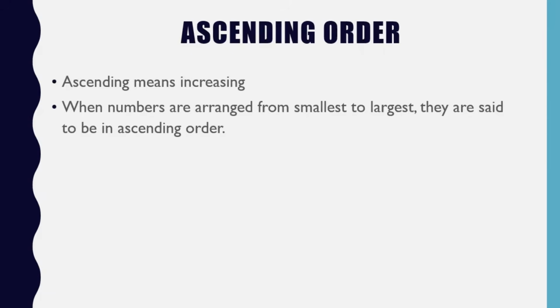Ascending order. Ascending means increasing. When numbers are arranged from smallest to the largest, they are said to be in ascending order. There are some rules in order to arrange numbers in an ascending order.